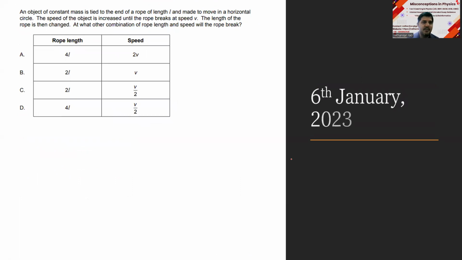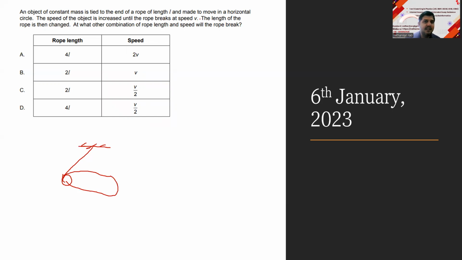An object of constant mass is tied to the end of a rope of length L and made to move in a horizontal circle. Earlier it was a vertical circle, now it's a horizontal circle. So this is a string, this is the object connected, this is your finger, and you are making it move in a horizontal circle like this.